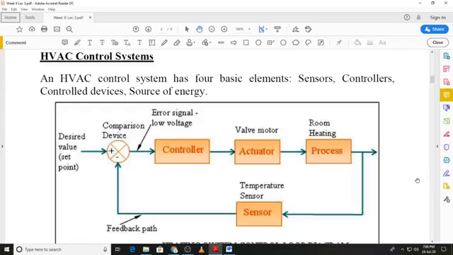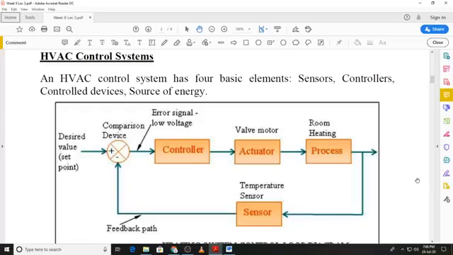An HVAC control system, which may be a very simple system like a thermostat, or a much more complex computerized control system, will have four basic elements. It will have sensors, controllers, control devices, and there must be some source of energy for the control system. If you look at this block diagram, that shows those components of a HVAC control system.